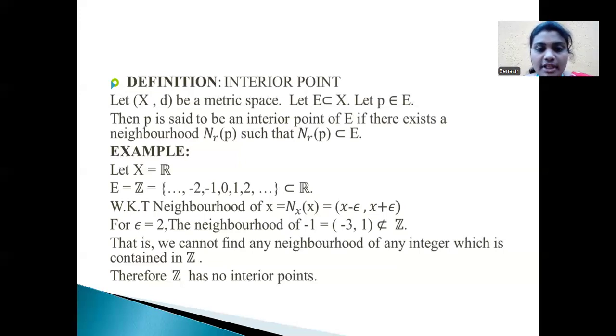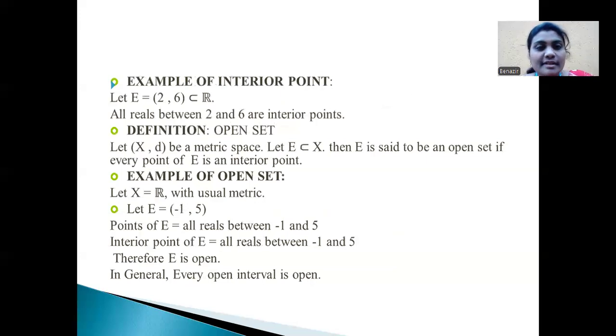That is, we cannot find any neighborhood of any integer which is contained in Z. Therefore, Z has no interior points. Now, the next example for an interior point: let E = (2, 6), a subset of R. All reals between 2 and 6 are interior points.